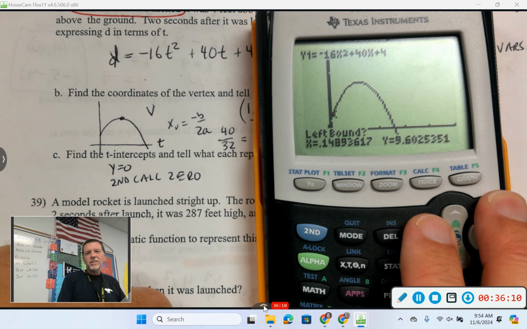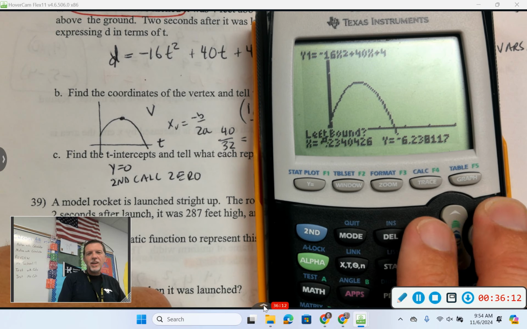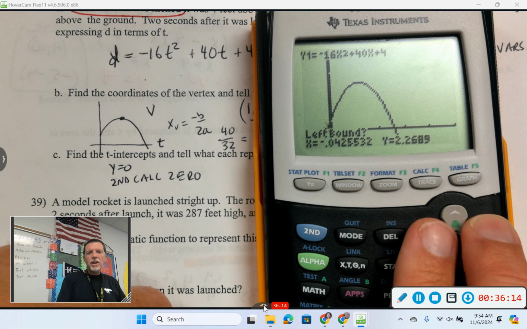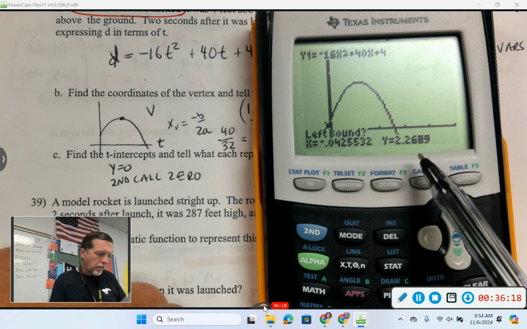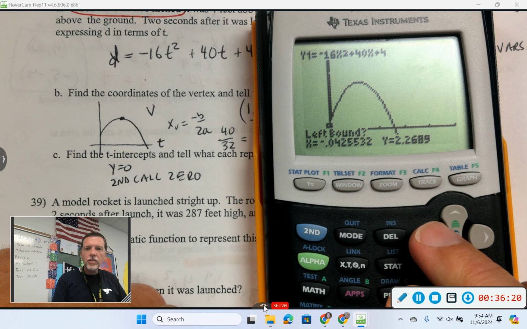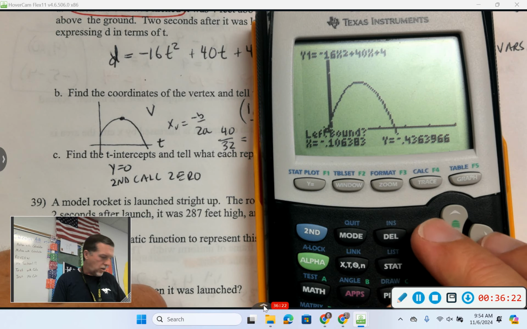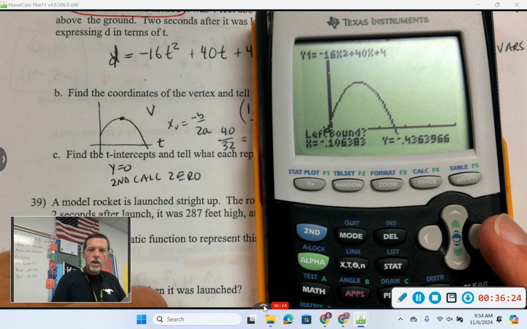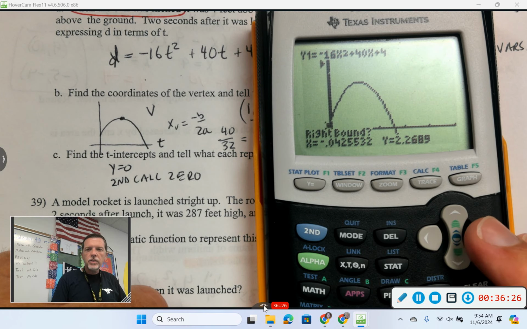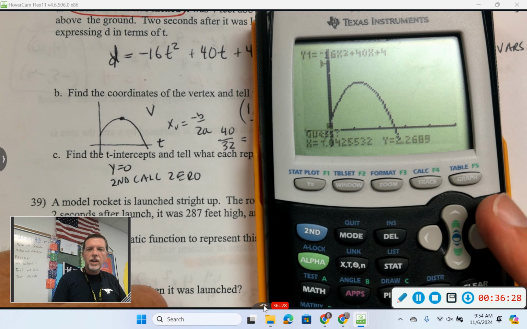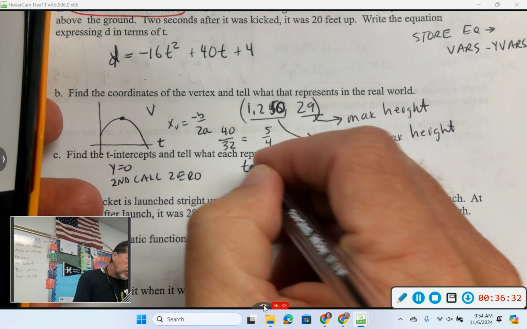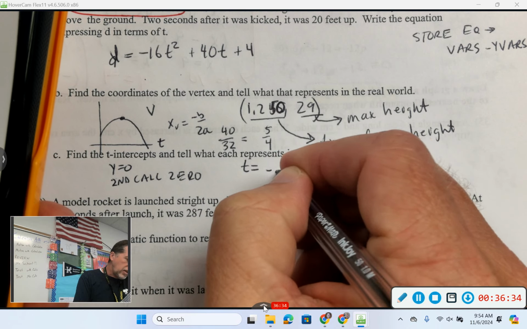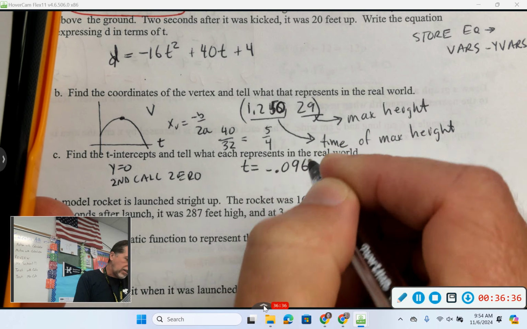Left bound, this is a little bit tricky because I can't see the cursor very well, but I can see the coordinates, and if I'm looking at the coordinates, I'll know if I'm left of the 0 or not, because y is still positive, and then there's y negative. So enter, and then right bound, enter, and then guess. You can just hit enter again. So one time is negative 0.096.